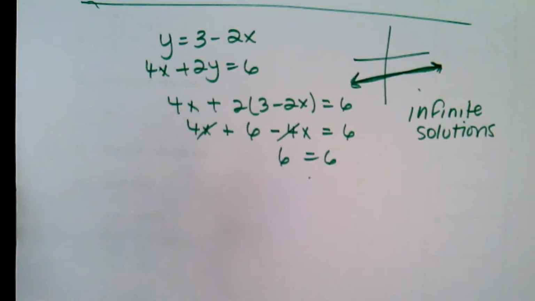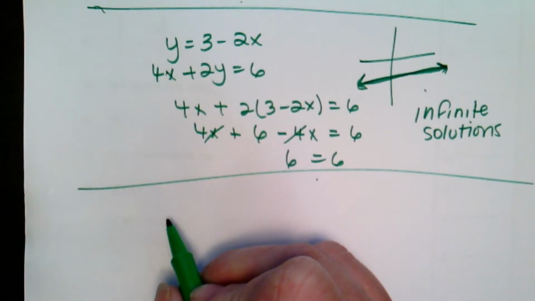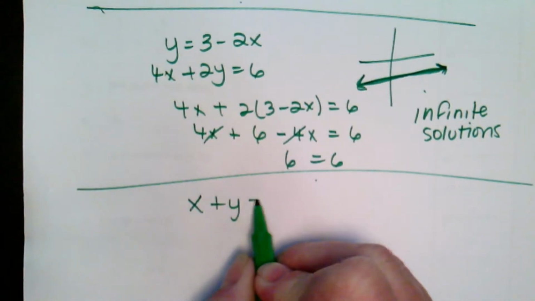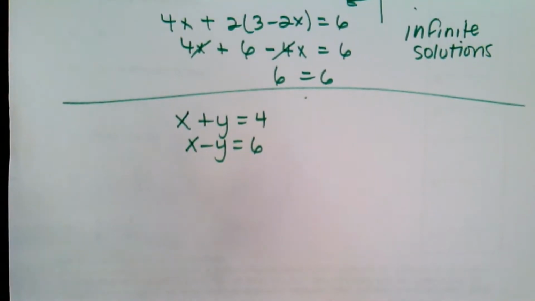Alright, so let's move on to the addition method, which is on page 297. Alright, so let me give you an example. Alright, so where's our two lines? We're trying to figure out where they meet.